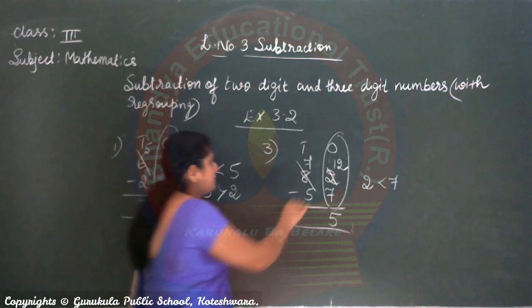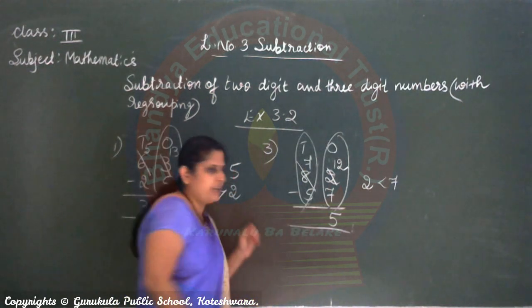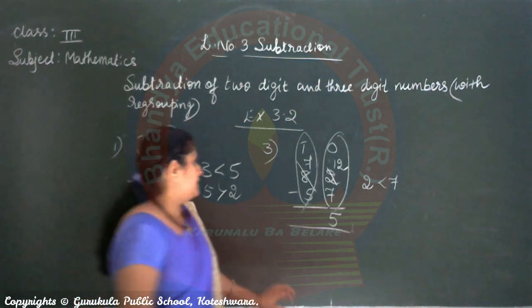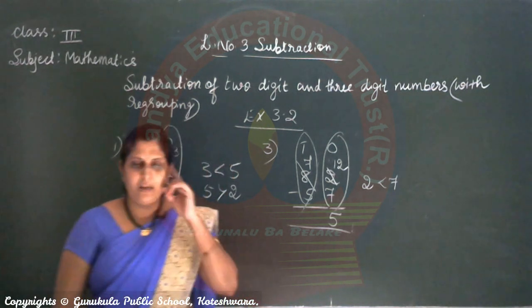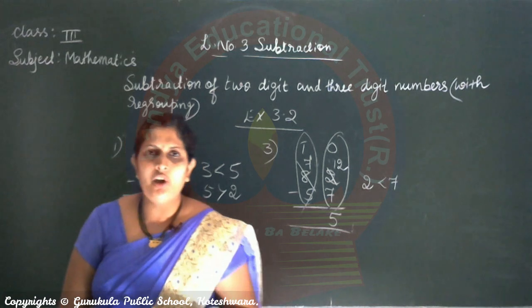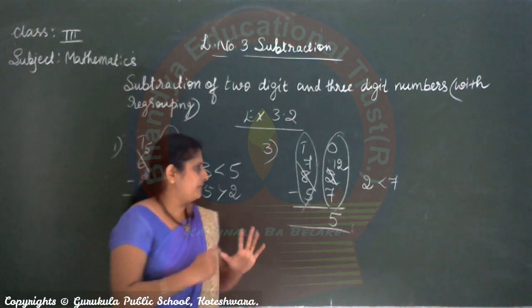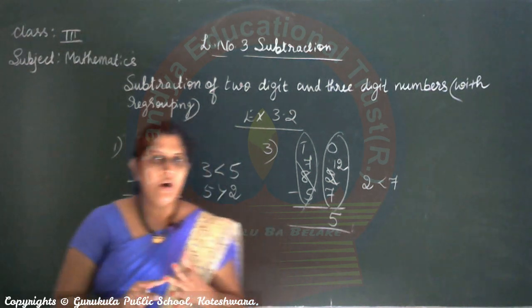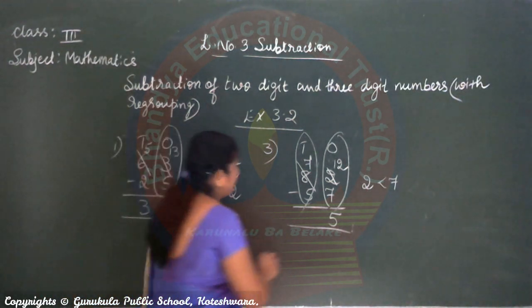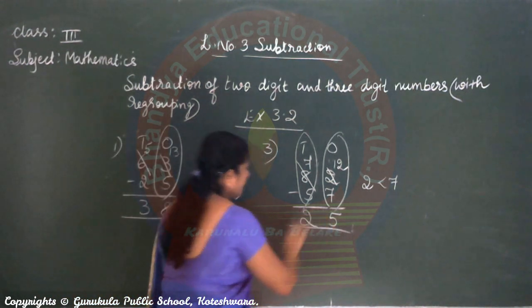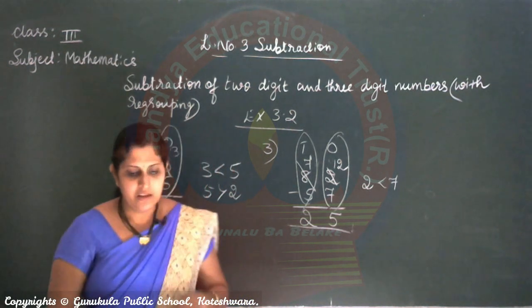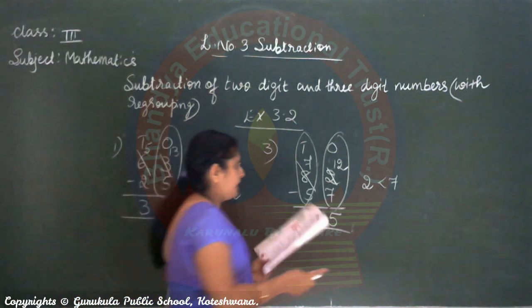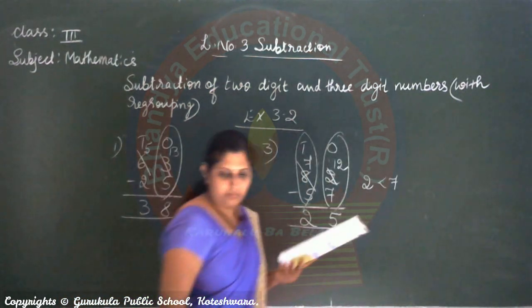Now the tens place: 7 minus 5. 7 you keep in mind, 5 in your hand. Before 7: 6, 5, 4, 3, 2. So here it is 2. So the difference is 25.